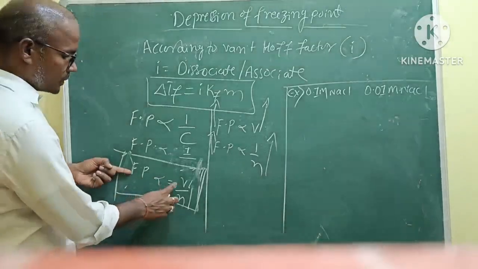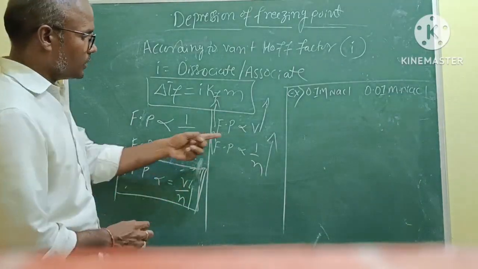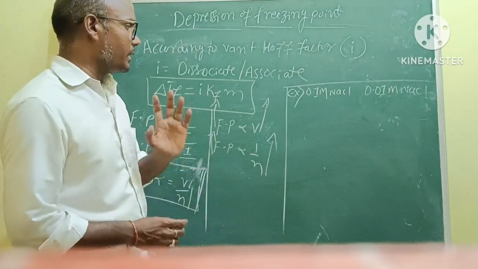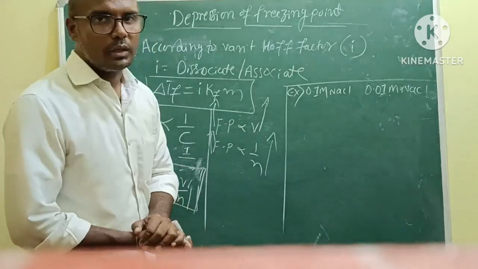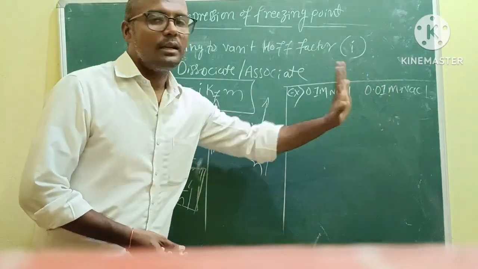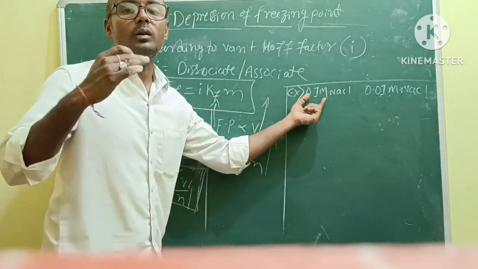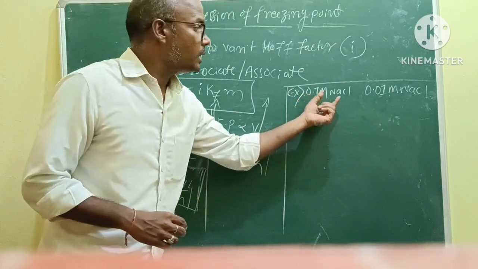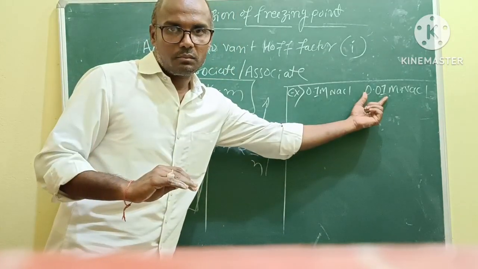Freezing point is inversely proportional to the number of moles, and freezing point is directly proportional to volume. That is what I wrote here. So 0.1 molar NaCl and 0.01 molar NaCl are different concentrations, but the component is the same, that is NaCl. Here 0.1 molar means a high concentrated solution, and 0.01 molar means a low concentrated solution.